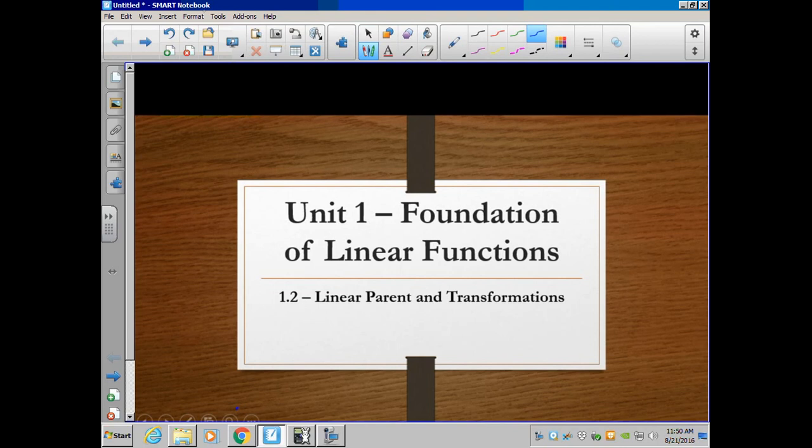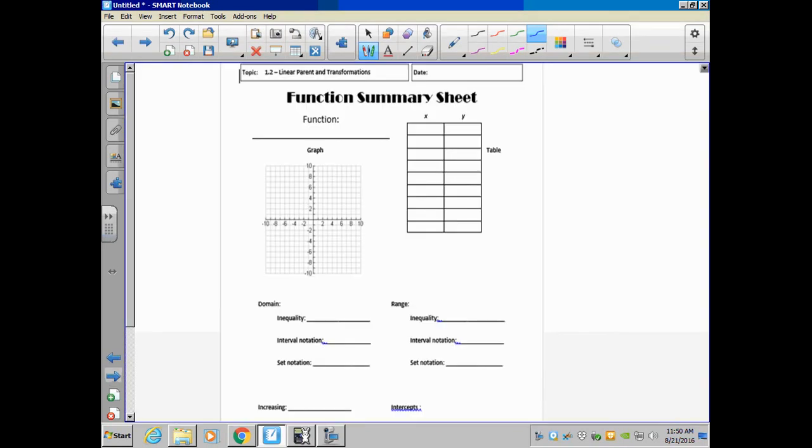Today we're looking at a linear parent function, and we're going to start to look at transformations. A linear parent function, any parent, is the simplest form of the function. Normally we look at linear functions in the mx plus b form, but the simplest form is where the slope is 1 and the b is 0. So that would be y equals x. That is the parent function for a linear function.